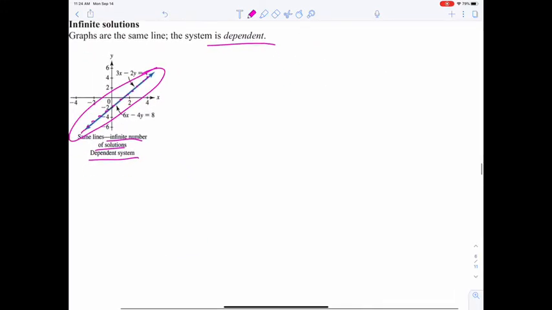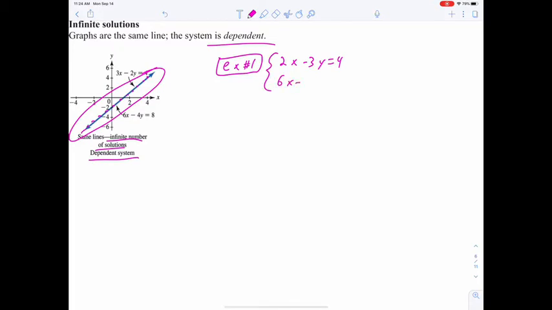Okay, so let's do two examples here. I know I didn't write them in. So example number 1 here. So write these down. We're going to get 2x minus 3y equals 4. And 6x minus 9y equals 12.